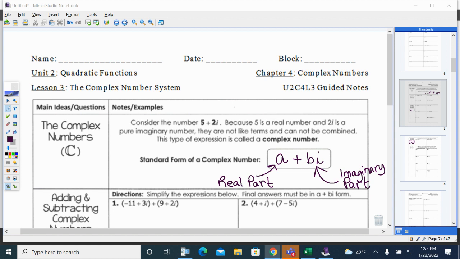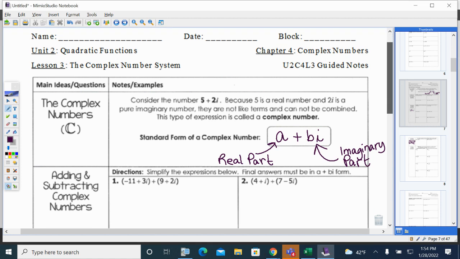It says consider the number 5 plus 2i. Because 5 is a real number and 2i is a pure imaginary number, they are not like terms and cannot be combined. This type of expression is called a complex number. Standard form of a complex number is a plus bi. The real part must always be stated first, and then the bi, which is your imaginary part, will always be stated second. It's very specific. It must be in that order.